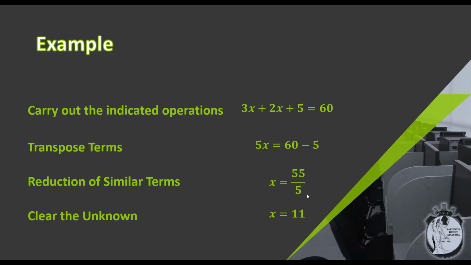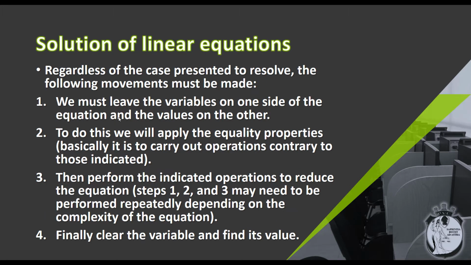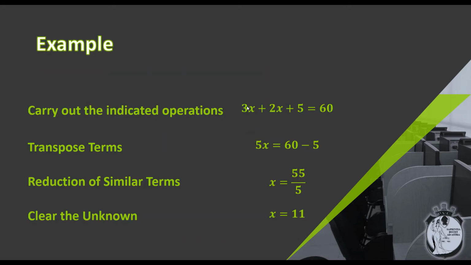For example, here you have that equation. You need to carry out the indicated operations. You need to calculate. For example, you can add the terms because they are like terms, so this is the result. And transpose terms, what it means, remember, you must leave the variables on one side of the equation and the values on the other. So you get here 5x, and that is a value, it's a constant. You move it to the other side of the equation.